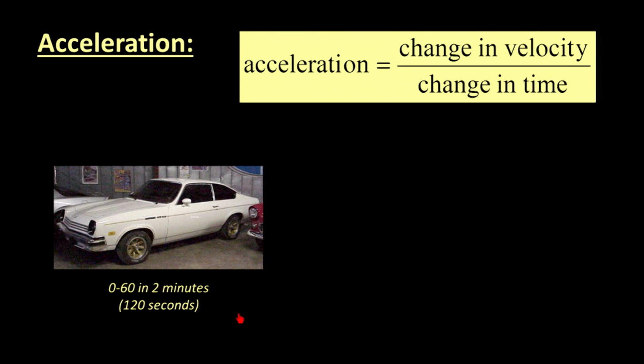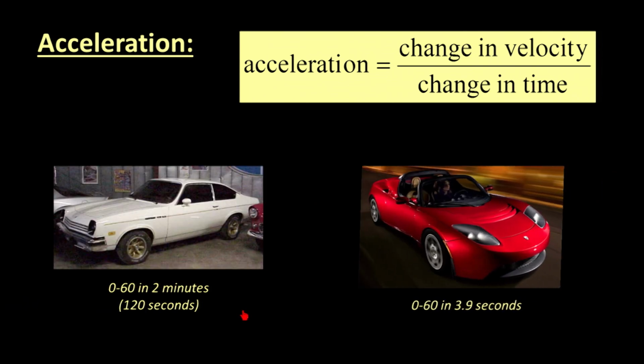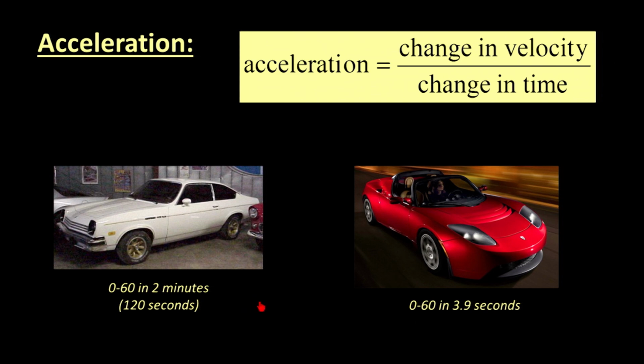Now let me show you a different car that also can go 0 to 60, just like my old Chevy Vega could. This is a Tesla Roadster. Now this is an all-electric vehicle, and this car will go 0 to 60 just like my car did. The end result is still 60 miles per hour, but it only takes about 4 seconds to do that. Now here's what I want you to notice.